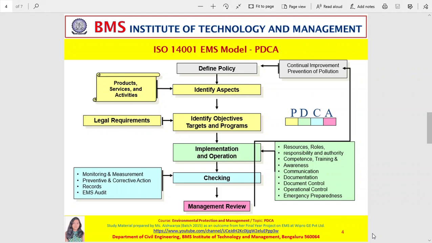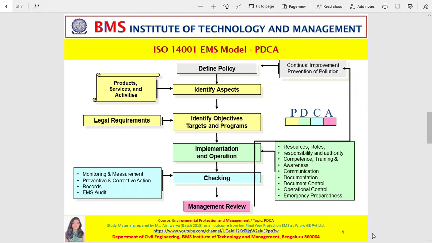Now let's talk about some of the benefits of an EMS. The implementation of an EMS would reduce the waste generation and thereby decrease the cost of disposal and waste treatment. This leads to cost savings and also decreases the environmental pollution caused by the organization. It hence decreases environmental risks and increases the market value and branding of the organization.